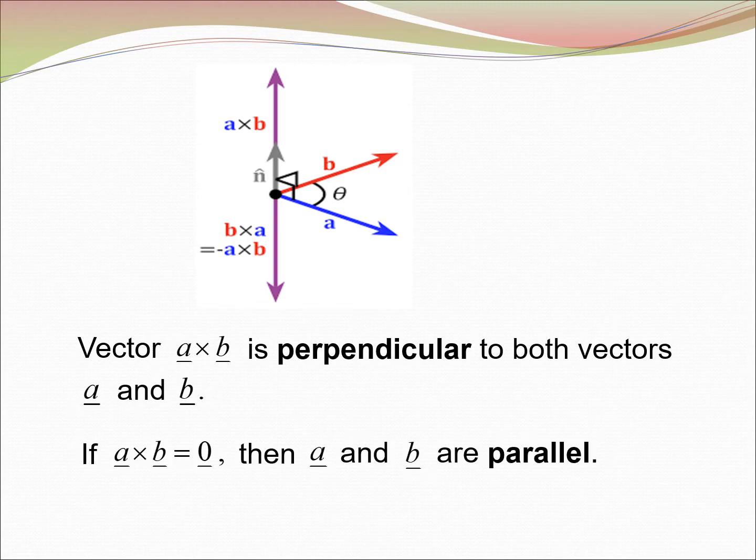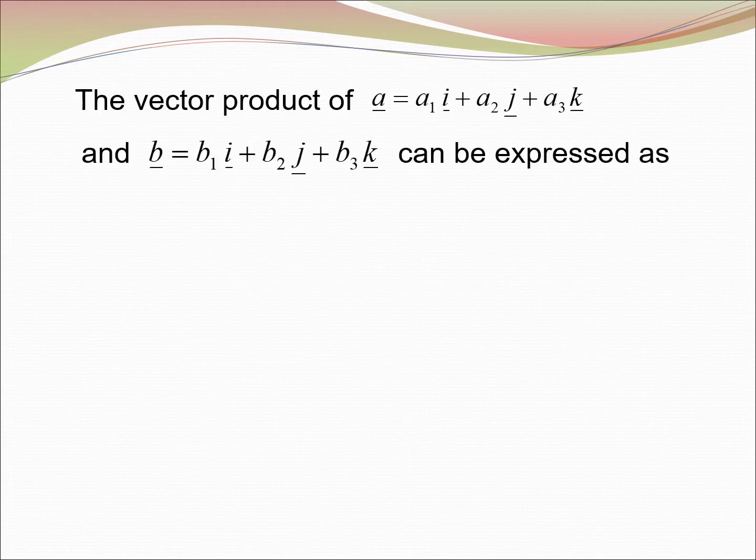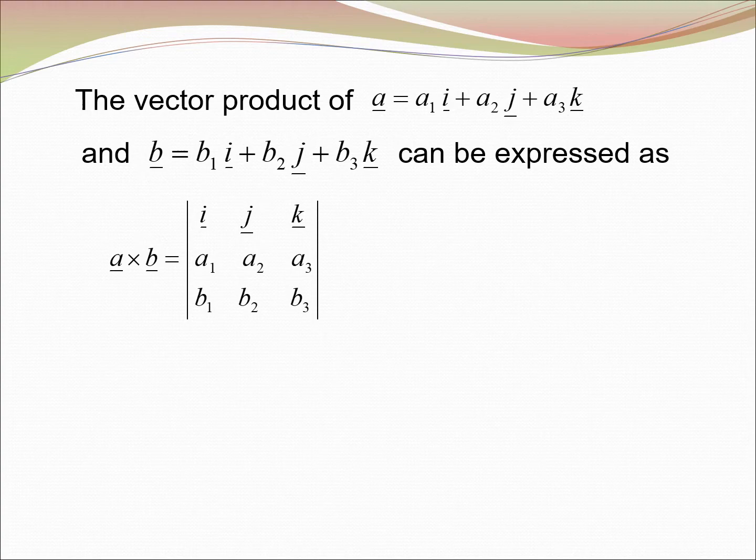If vector A cross B is equal to the 0 vector, this means that vector A and vector B are parallel. The vector product of vector A equal to a1i plus a2j plus a3k and vector B equal to b1i plus b2j plus b3k can be expressed in determinant form, where the first row is the components i, j, k, the second row is the coefficients of i, j, k from vector A, and the third row is the coefficients of i, j, k for vector B.